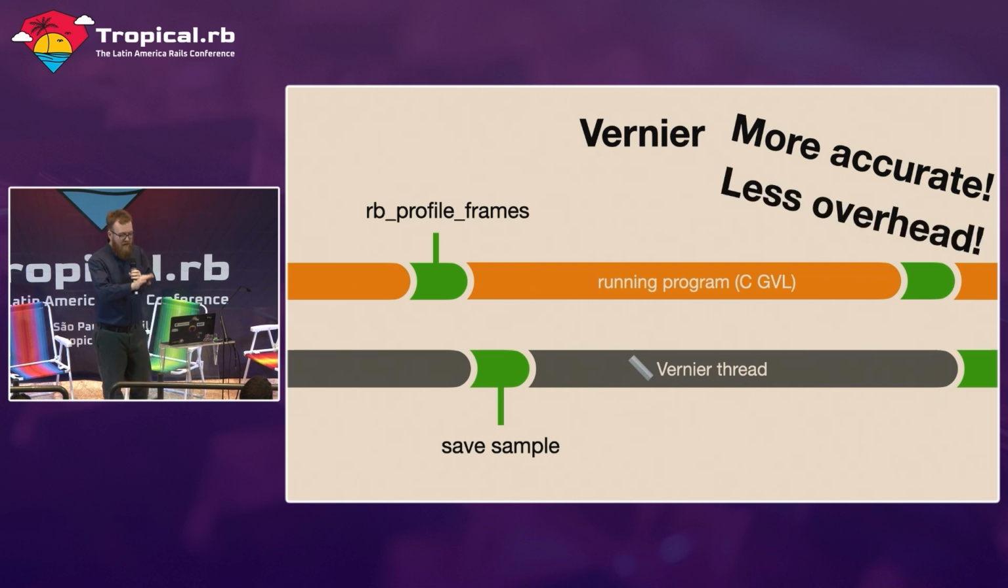In addition to that, Vernier has less overhead because we don't need to do the work to save the sample inside the main thread. We're only buffering the frame in the main thread, and then an extra thread has to do the allocation and work to save the sample.